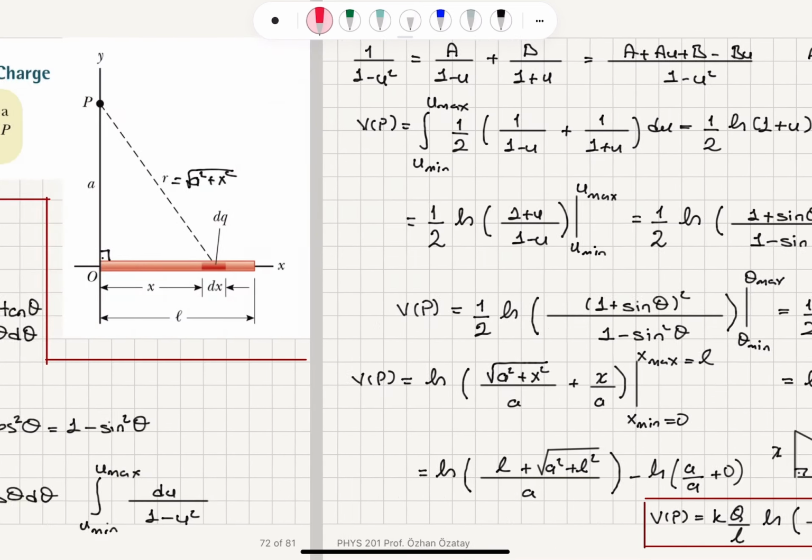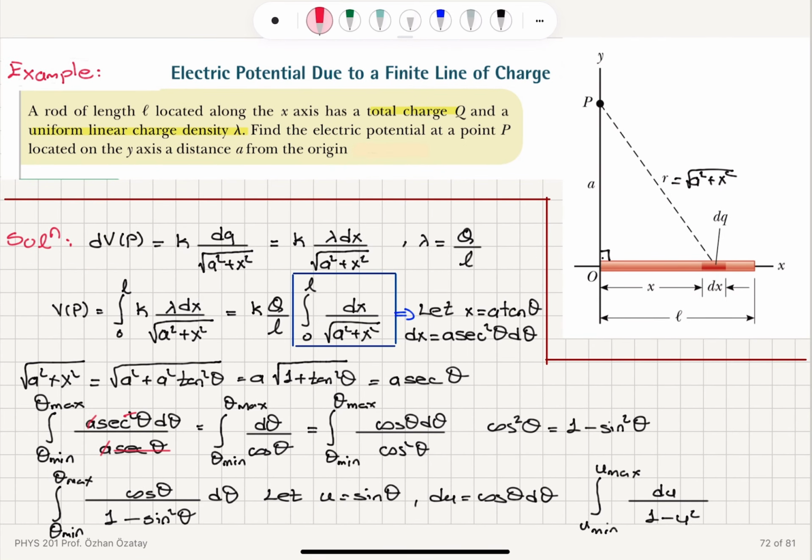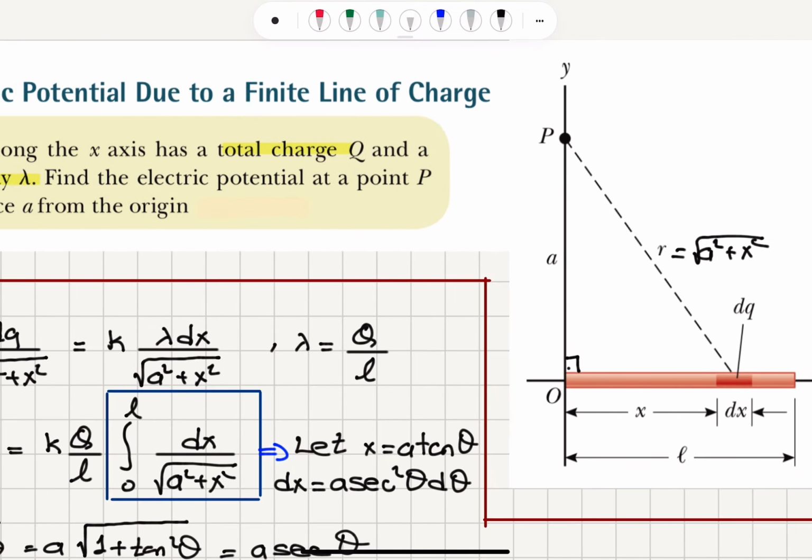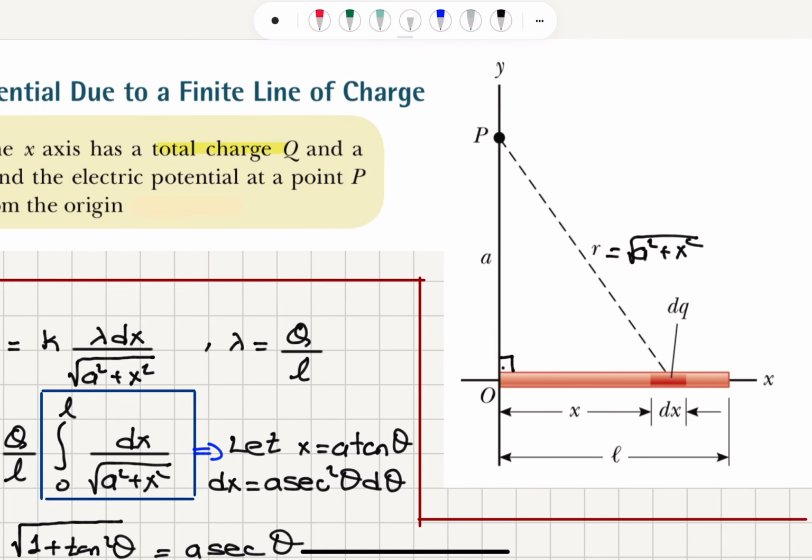All right, so let's summarize what we did here. We considered the electric potential due to a finite line of charge of length L. So first thing we did is we put this on the xy plane so that the origin is at one end, and at a distance a from the origin on the y-axis, we're interested in the total potential due to this finite length line of charge, which is uniformly charged.